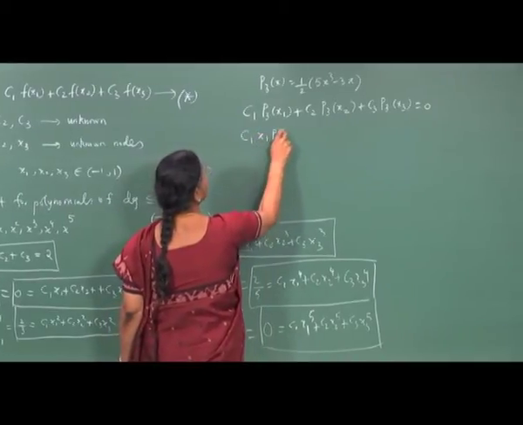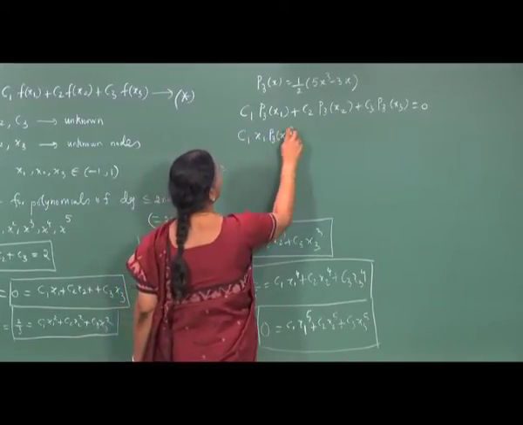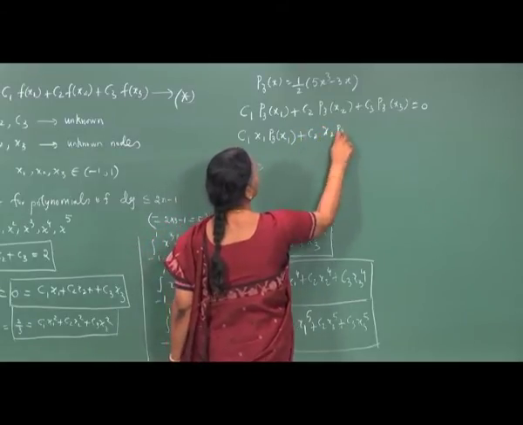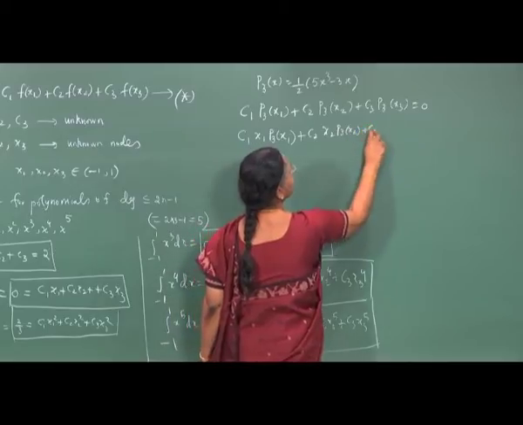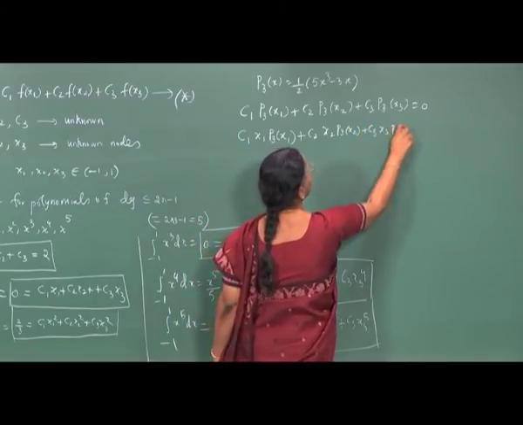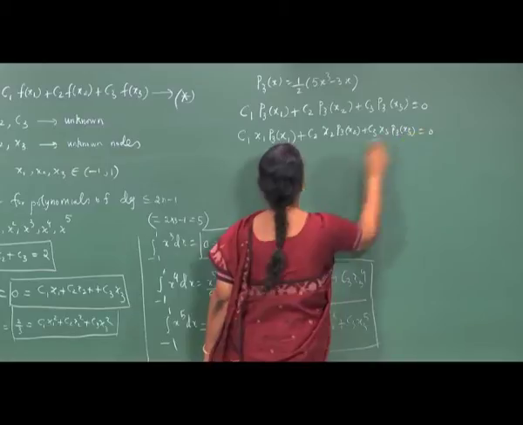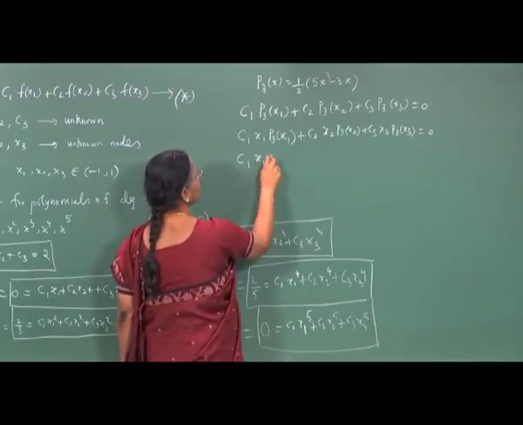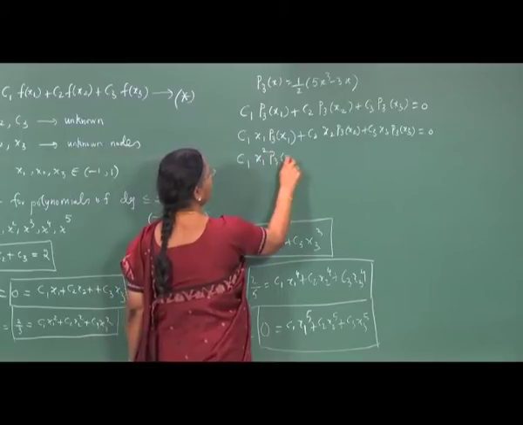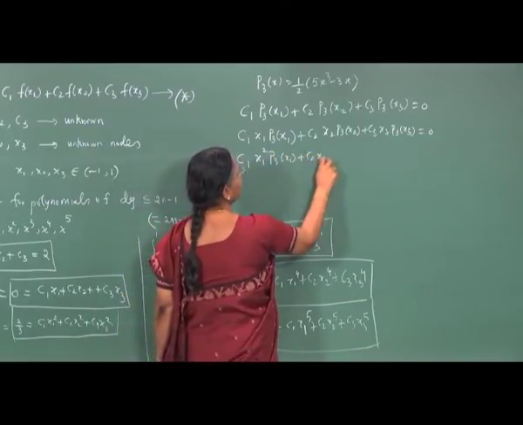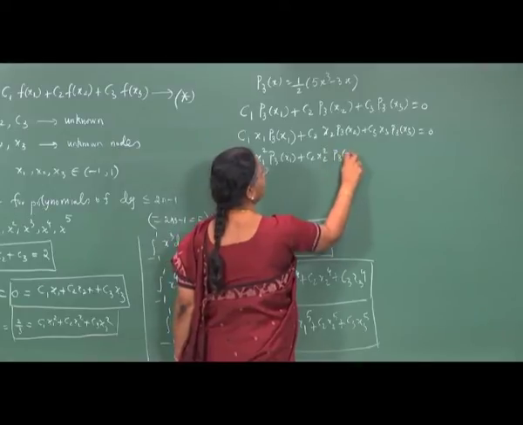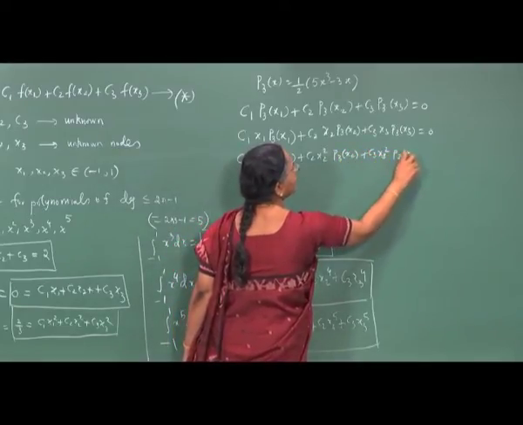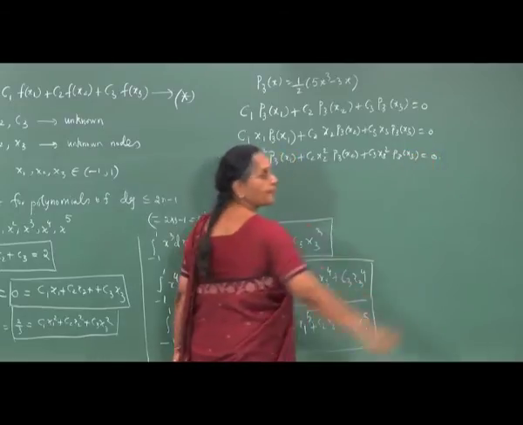Then the next equation is c1 x1 into P3 x1 plus c2 x2 into P3 x2 plus c3 x3 into P3 x3 equal to 0. And you will end up with the third equation as c1 x1 square into P3 x1 plus c2 x2 square into P3 x2 plus c3 x3 square into P3 x3 equal to 0.